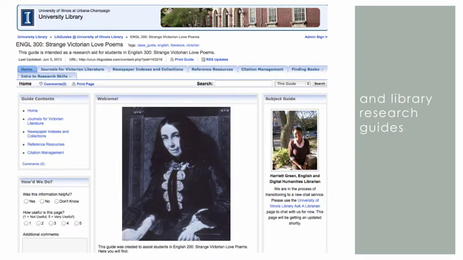All right, last one. Take a look at some of the information on this page. It all has something to do with strange Victorian love poems, right? That means our extraneous load is going to be significantly lower than if we just used a traditional search engine.